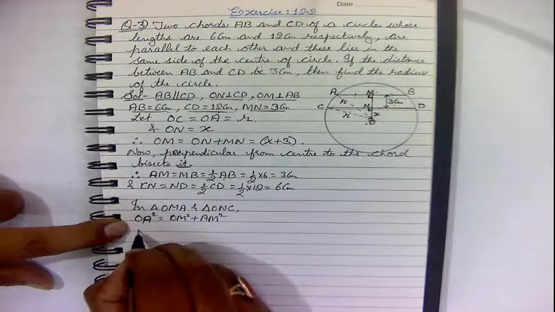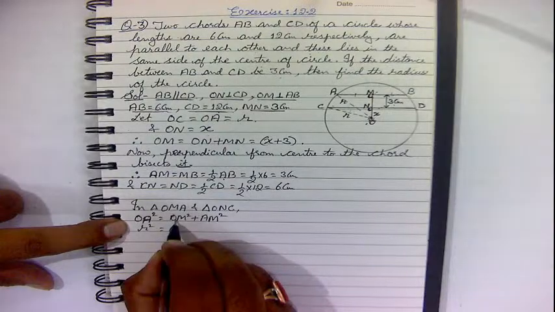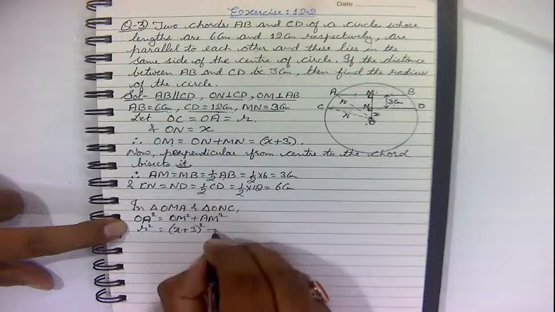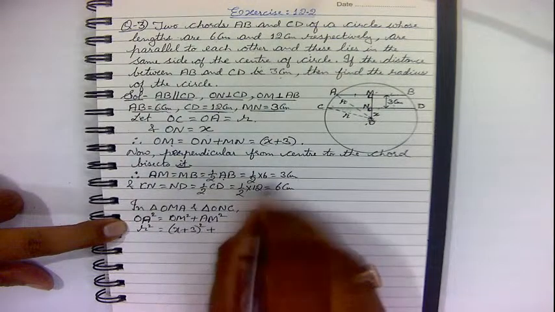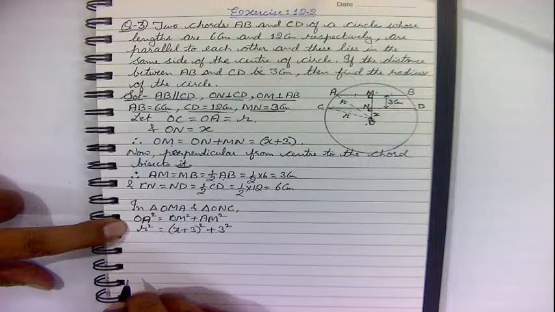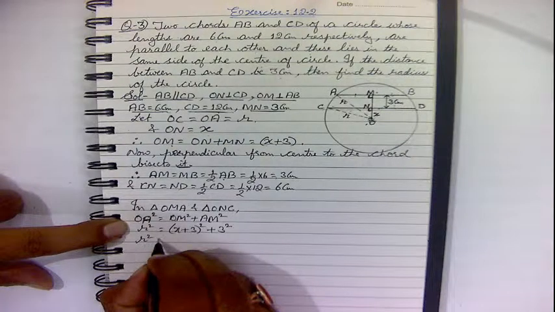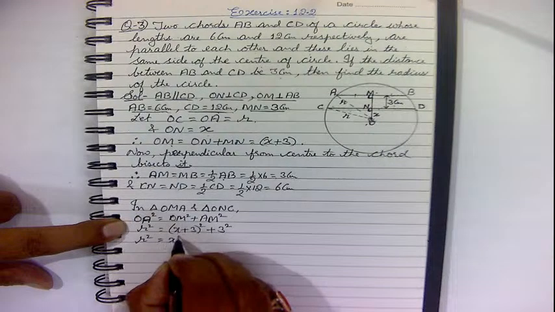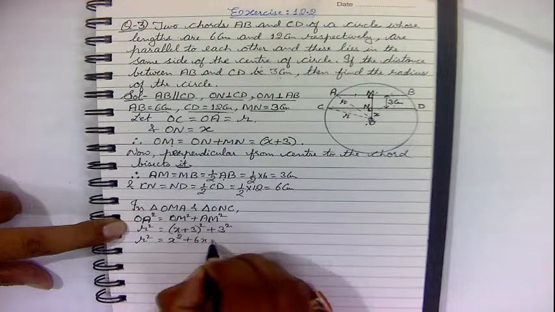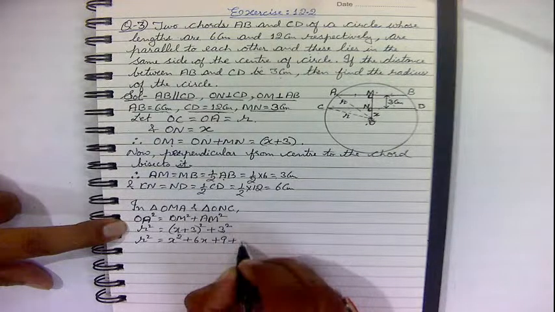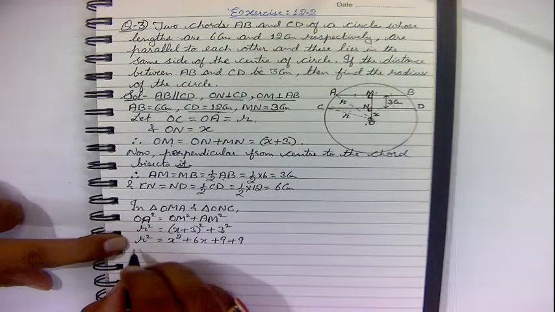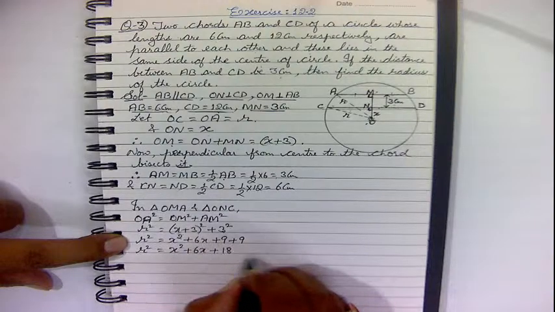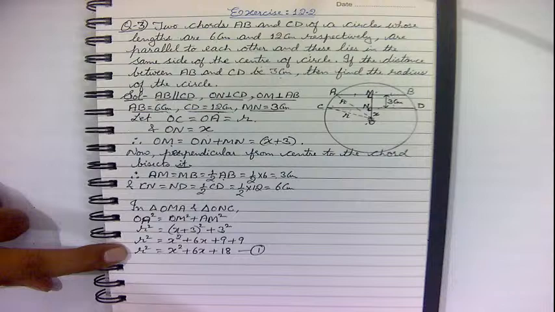So here what do we get? It is R squared equals, what is OM now? OM is x plus 3. So square of x plus 3, and plus AM. What is AM? 3. So it is square of 3. So what do you have here now? R squared equals, what is (x plus 3) whole squared? Using the identity, it is x squared plus 6x plus 9, and plus square of 3 is 9. So this is what we have. One is R squared equals x squared plus 6x plus 18. This is one equation which we get.